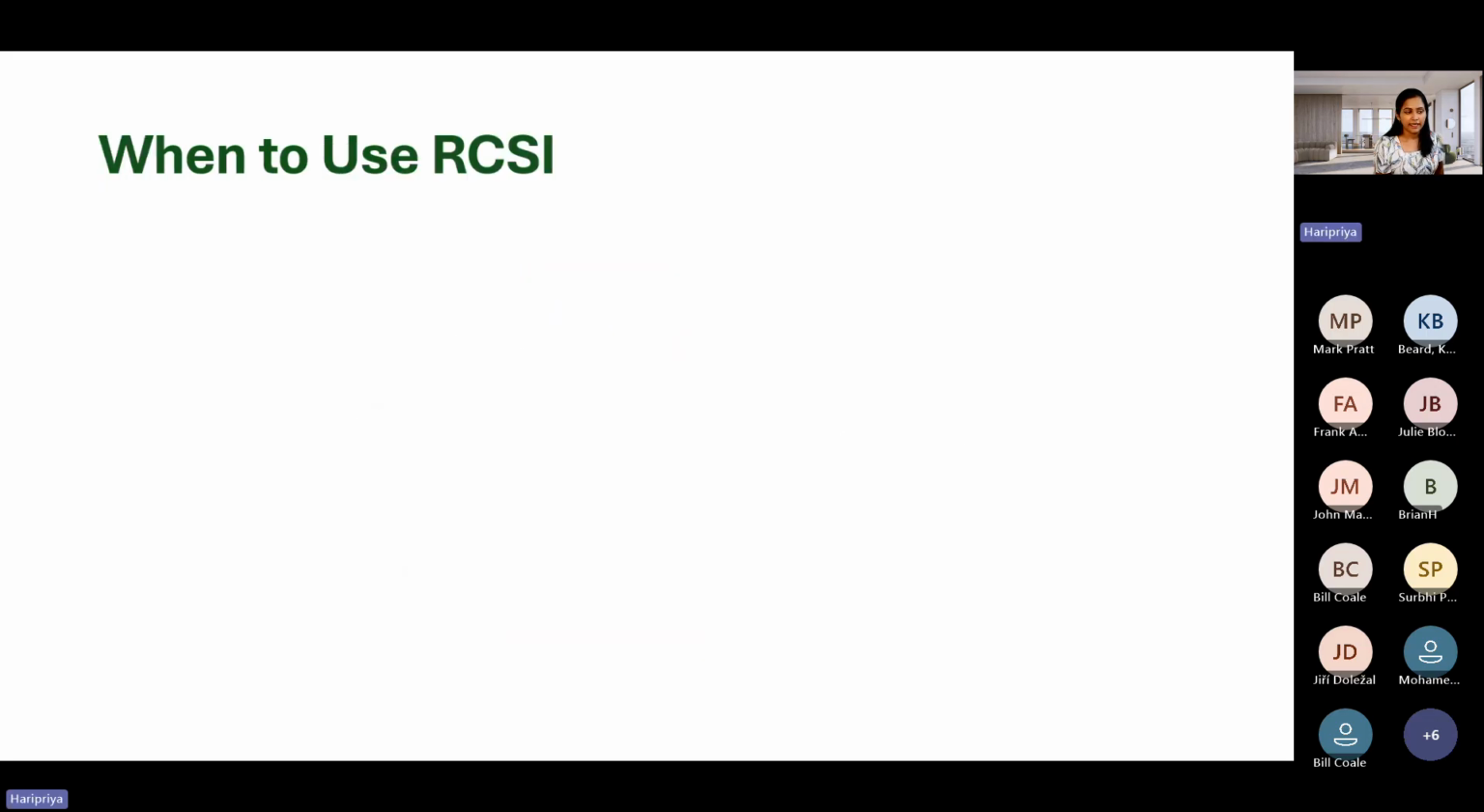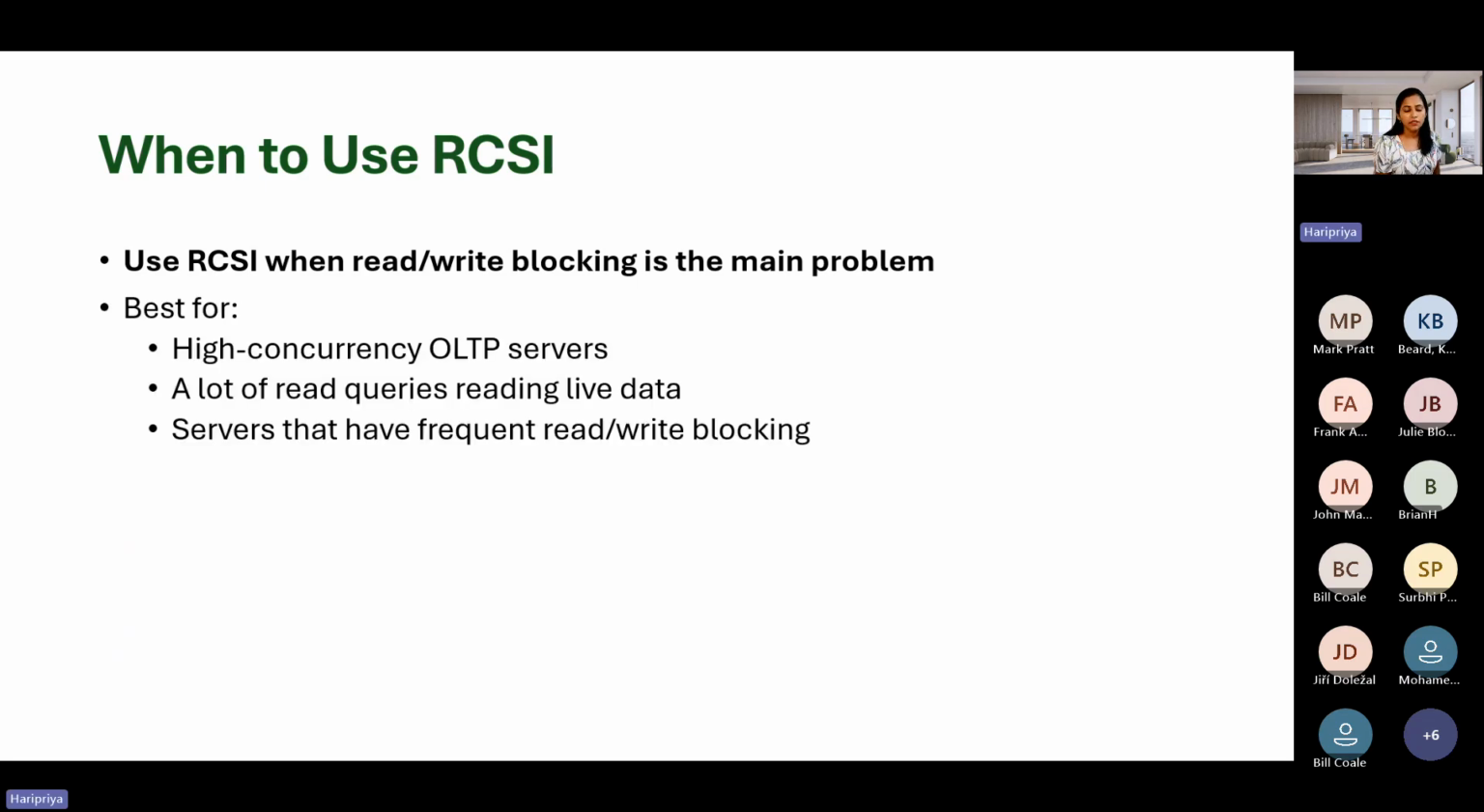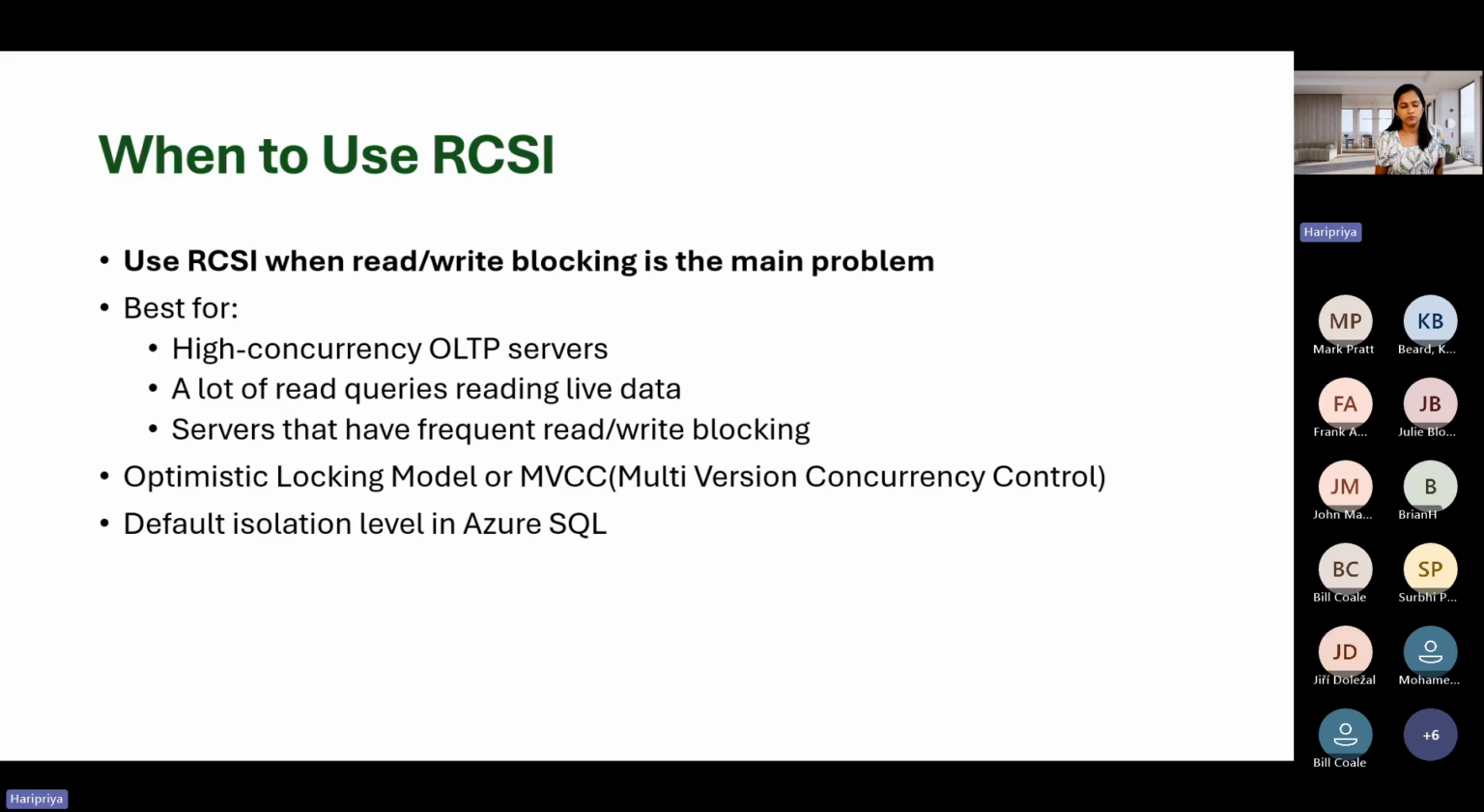All right. And when should you use RCSI? Like we just discussed, when you have read versus write blocking, usually you would see that on very high concurrent, critical OLTP servers. If you have a lot of select queries constantly reading the data, they would be blocked by the update statements that are coming in. So usually you would see this on OLTP servers. And this is actually the default isolation level in Azure SQL and Postgres too.